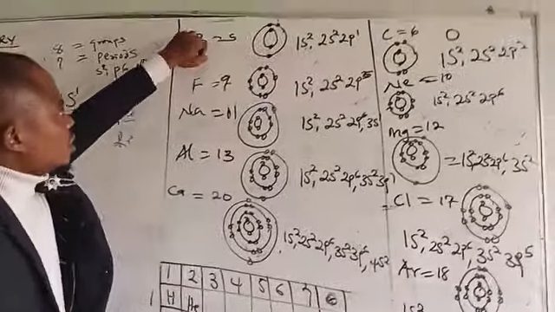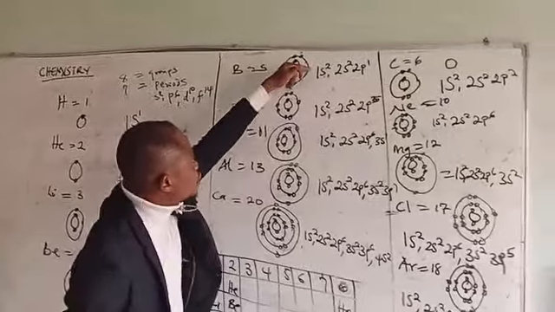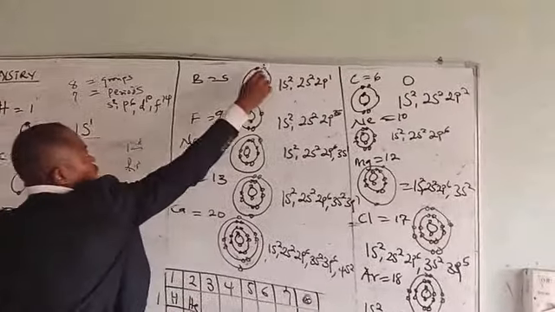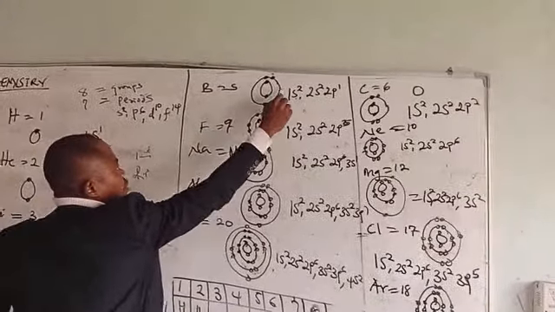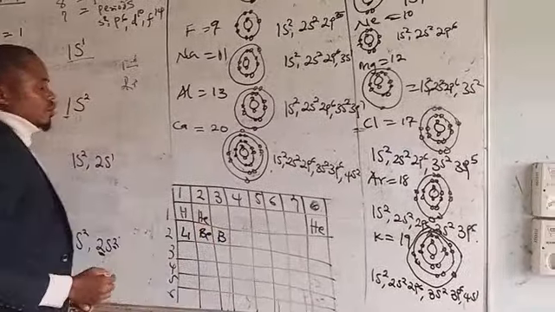Now, boron, 3 electrons in the outermost shell, 1, 2, 3. And 2 shells, 1, 2. So boron is going to be 1, 2, 3, group 3. 1, 2, period 2. So here it's going to be boron.